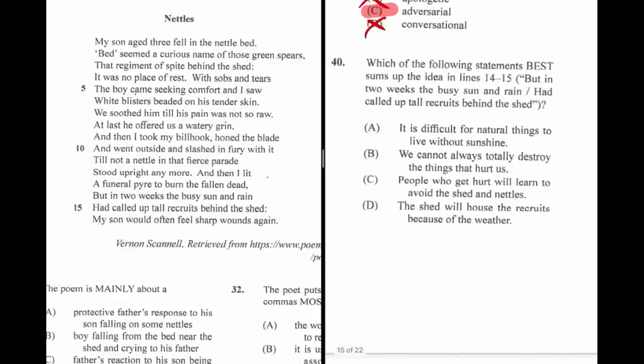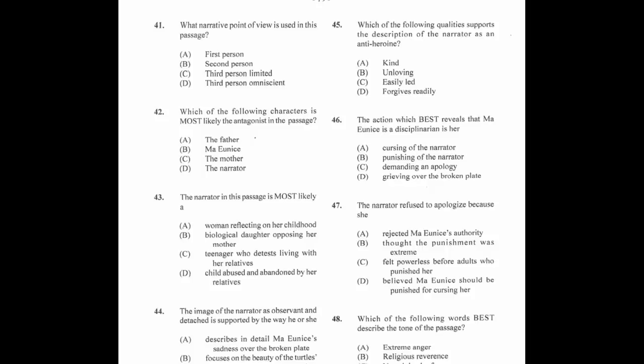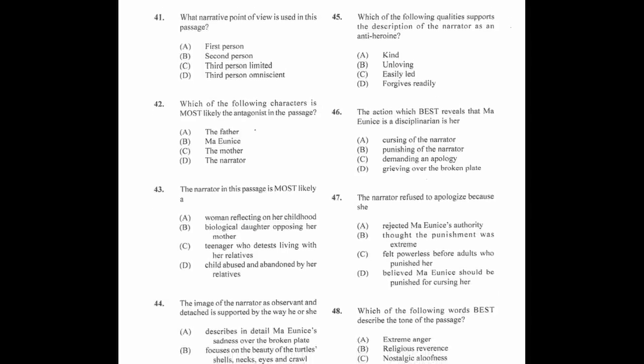Last one here. Which of the following statements best sums up the idea in lines 14 to 15? So we see that after the father had destroyed the nettles, you know, with his billhook, his sharpened blade, in only 2 weeks, they returned. What does this mean? It means we cannot always destroy the things that hurt us. This is another repeat passage, so you can pause, read, and attempt. I'll just be giving answers. Again, check the videos in the description to see explanations of these answers.